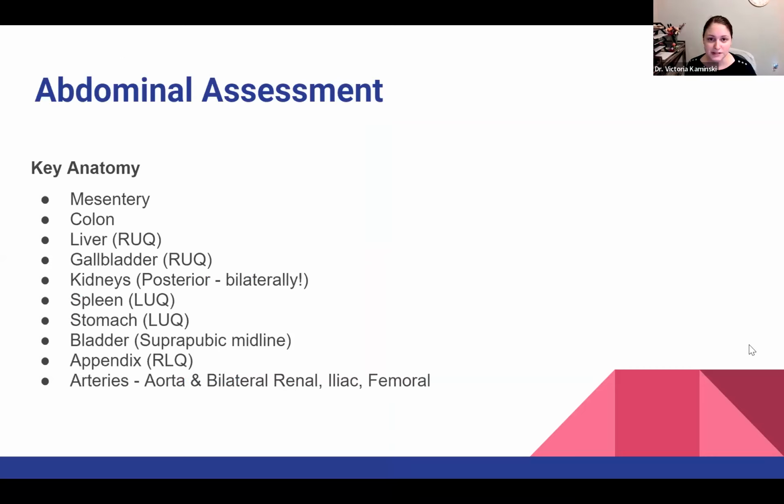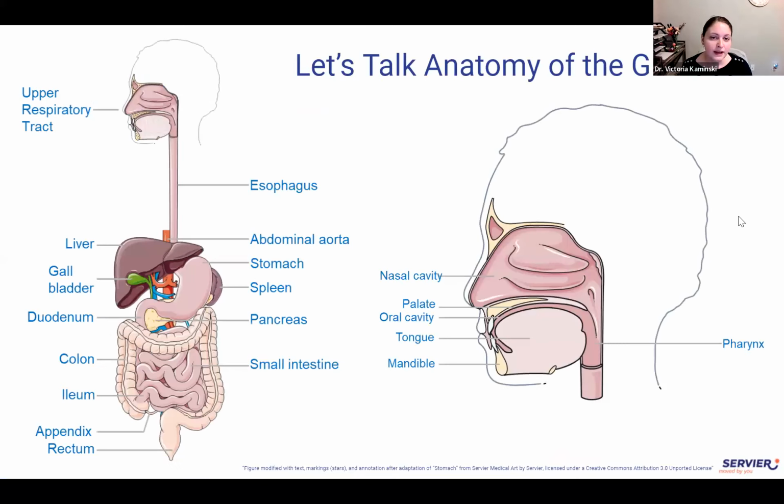So for an abdominal assessment, we need to first talk about the key organs. And so we have your mesentery, colon, liver, gallbladder, kidneys, spleen, stomach, bladder, appendix, as well as the arteries. And so those are all areas that you're going to be assessing in your video. And then in terms of anatomy, this is just a good review of what the GI tract really entails. So everything from the upper respiratory tract down to the esophagus, you've got your liver, gallbladder, your abdominal aorta, stomach, spleen, duodenum, your pancreas, colon, ileum, small intestines, appendix, and rectum.